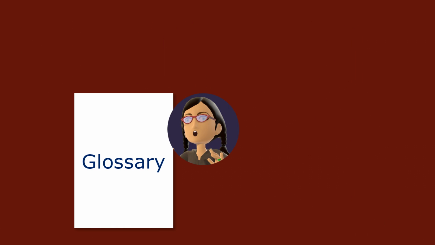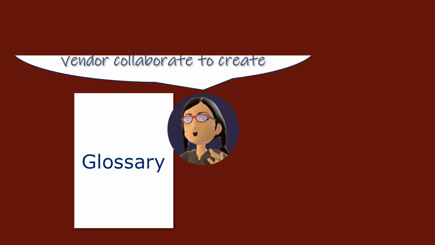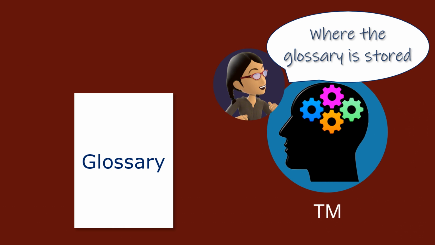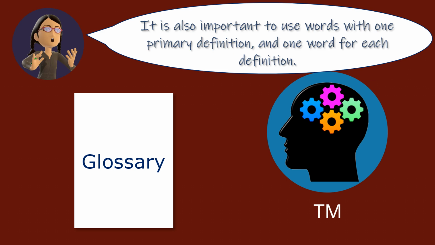These terms constitute the glossary that you and the translation vendor collaborate to create. The TM is where this glossary is stored. Every time the word security appears, you know it will be translated correctly. For this reason, it is also important to use words with one primary definition, and one word for each definition. I will discuss this further when we talk about writing for translation.